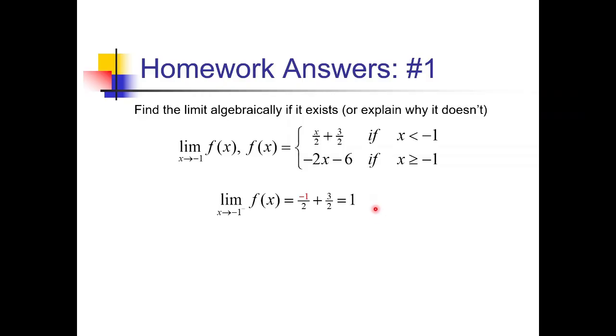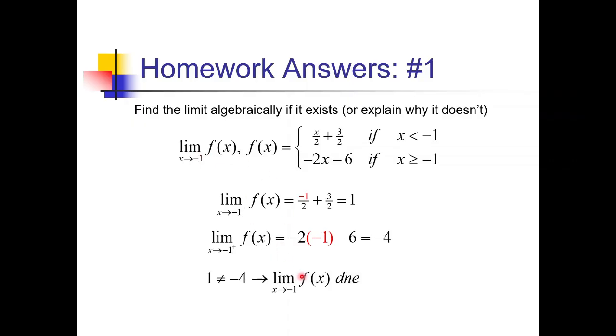Now we're going to plug -1 into the second rule to get the right side limit. So that's going to be -2 times -1 minus 6. And that'll be 2 minus 6, which comes out to -4. Now comparing these two limits, 1 does not equal -4. Therefore, since the left and the right side limits do not match, the overall two-sided limit at -1 does not exist.